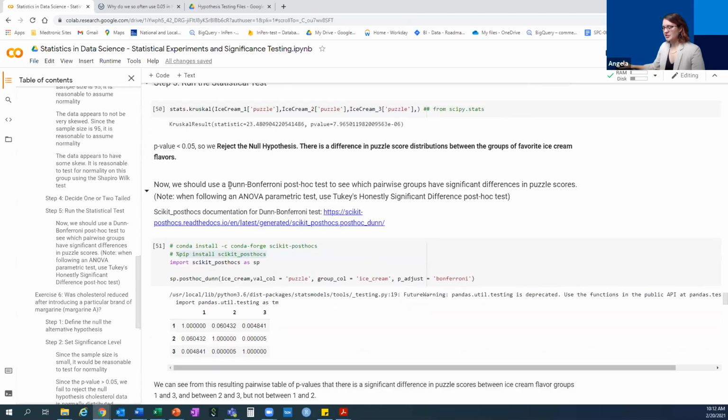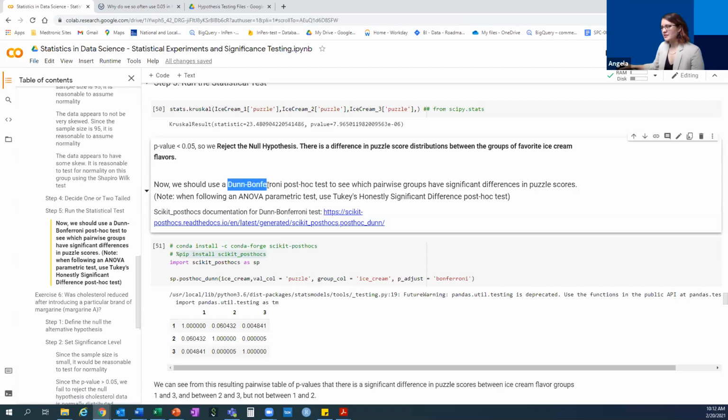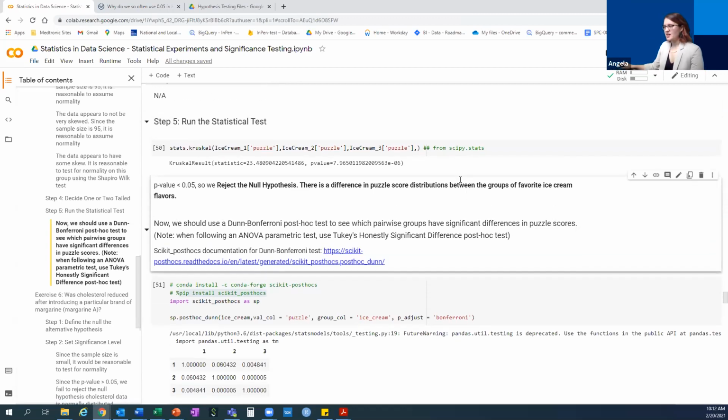But a more traditional hypothesis testing approach to learn more about that is to do a post hoc test. So post hoc is basically a follow-up test that you would do after a hypothesis test when you need to drill down into differences between groups, typically. In the non-parametric world, we're going to use the Dunn-Bonferroni post hoc test to see whether these pairwise groups have significant differences in puzzle scores. So we already proved that a difference exists between certain groups, but now we want to know which groups are different.